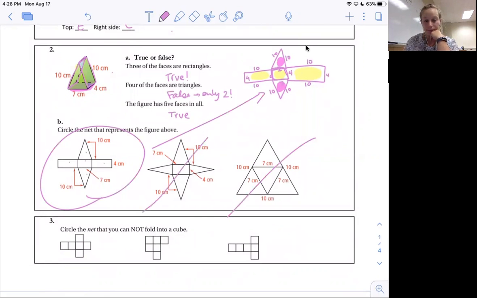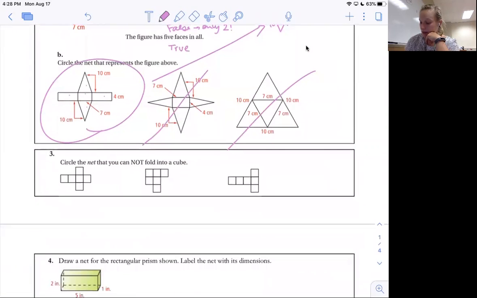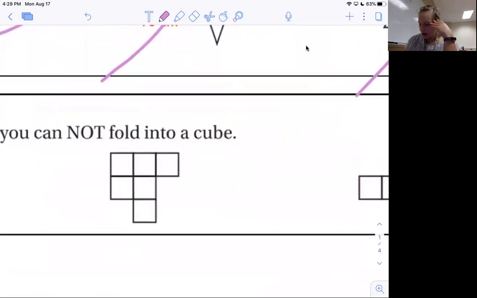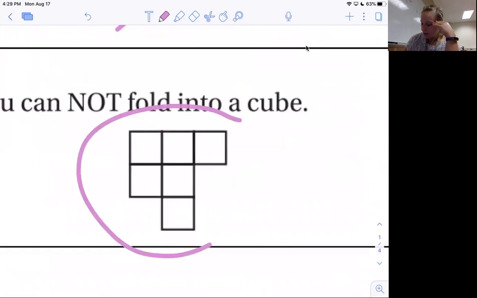All right, number 3 says circle the net that you cannot fold into a cube. Let's think about it. The first one looks like the net that I gave you in the very initial problem, so that one's okay. This one right here is the one we can't fold into the cube. Do you know why?